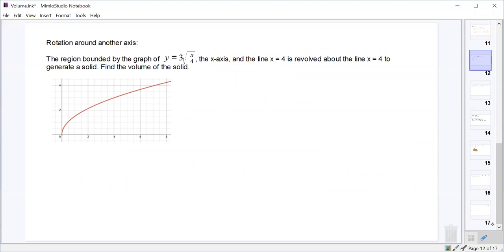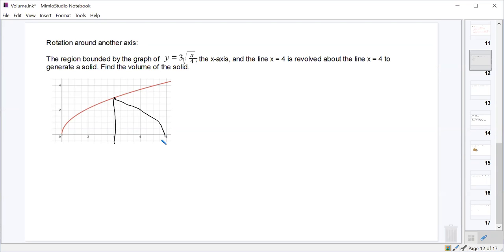We got, no, that doesn't look good. Let's make sure we got the actual fraction bar there. So we've got, it's bounded by 3 root x over 4 and the x-axis and the line x equals 4. So we're bounded here also. And we're revolving around that line x equals 4, which means we're actually going to get something like this.